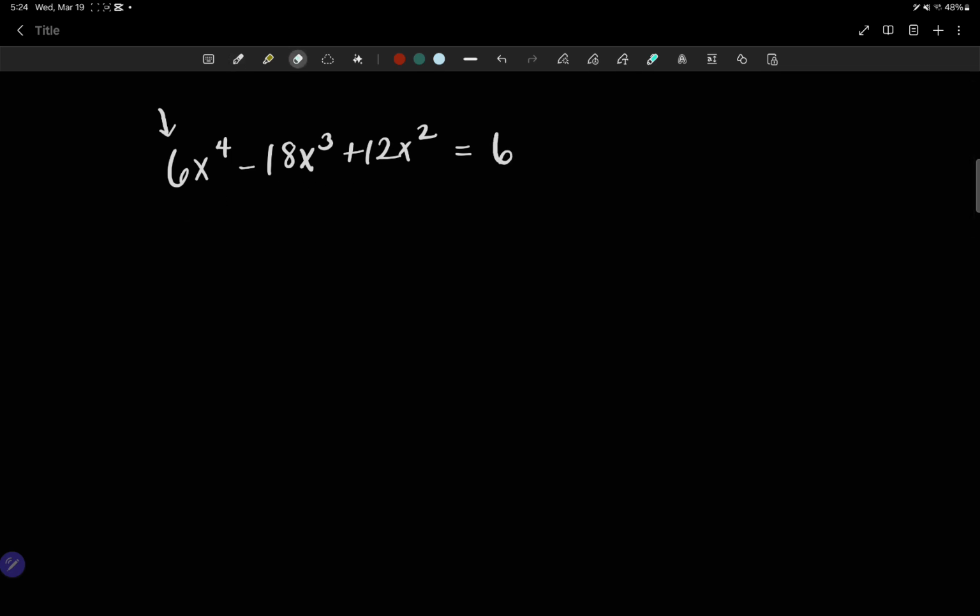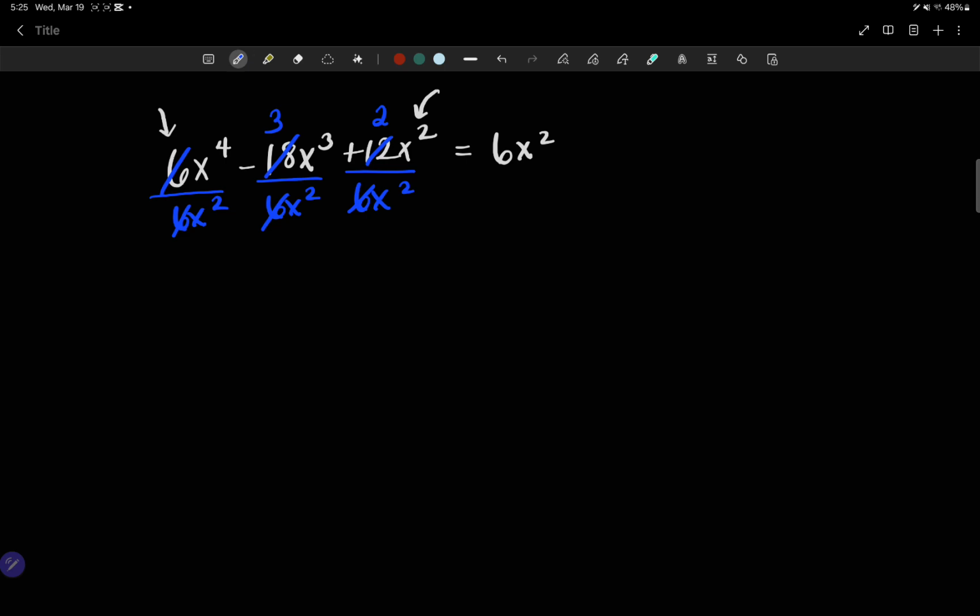Now I'm going to look at the variables. If I have 4 factors of them here, 3 factors of them here, and 2 of them here, the most I can take out is 2 of them. Now, if you remember with the scratch work, you just divide everything by that greatest common factor. Six divided by 6 goes away, and then we have 18 divided by 6, which becomes a 3. 12 divided by 6 becomes a 2.